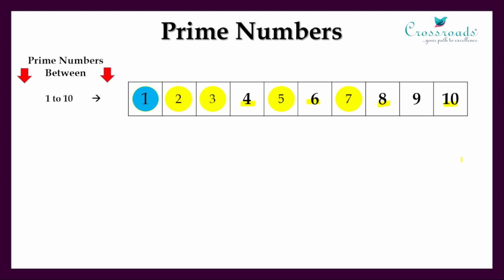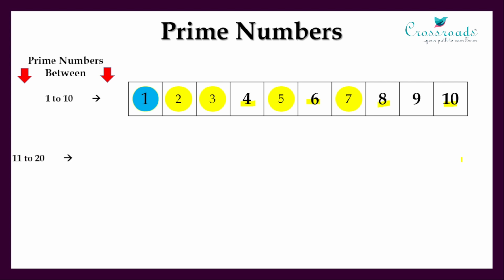As already told, all even numbers other than 2 are composite numbers. And what are even numbers? Numbers ending with 2, 4, 6, 8 and 0 are even numbers. Therefore, 4, 6, 8 and 10 are composite numbers. We are left out with one more number, that's 9. And 9 also is a composite number as it is a multiple of 3. 3 3s are 9. Therefore, 9 is also a composite number.